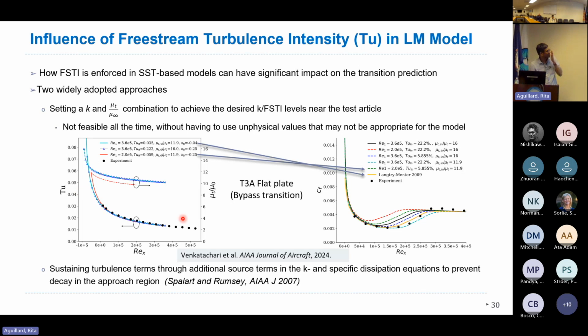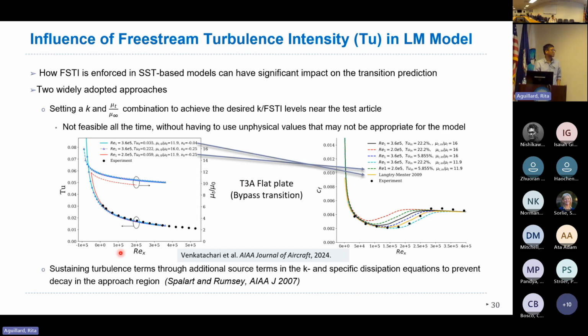So for example, this is a bypass transition case. There are different ways, the symbols are the transition from the experiment, the decay they had measured. There are multiple ways we can approach that. And depending on what values you use, you can get a different answer, even though they are all matching the decay rate quite well. So there is a problem in how you do that. And this information is not available in the experiment. So you have to be very careful in how you do that.